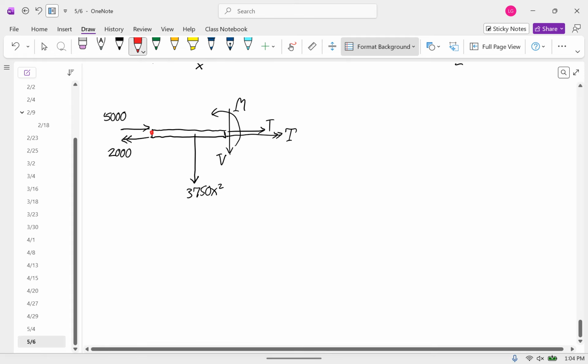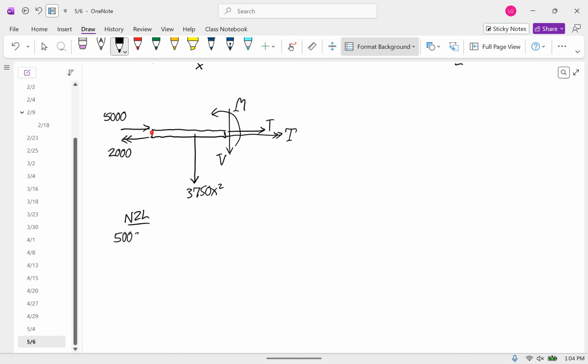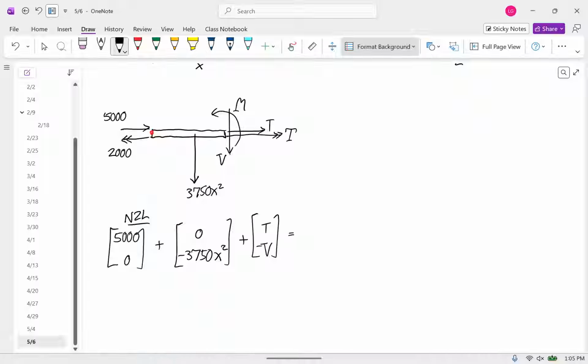And my about point is going to be here. So Newton's second law says 5,000, 0, plus 0, negative 3,750x squared, plus T, negative V, is equal to zeros. And so T is equal to negative 5,000. And V is equal to negative 3,750x squared.